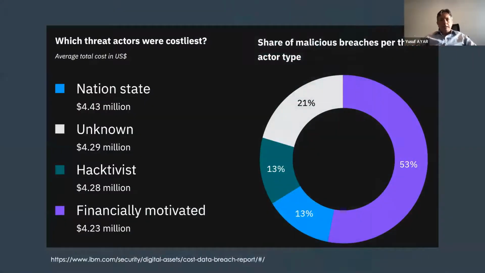So let's have a look at another chart. These numbers are from the United States based on a report from IBM. When threat actors are compared, all of them cost approximately over $4 million each in this research. But when we look at the donut chart on the right side, you see financially motivated breaches are dominating the scene, over 50%.